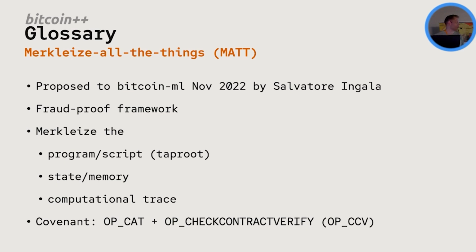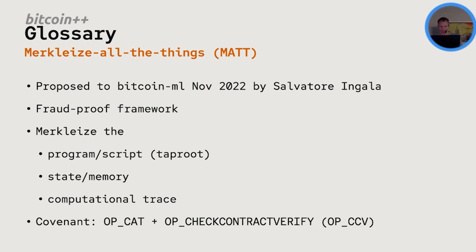Finally, we Merkleize the computational trace. So in case somebody's cheating, we ask them to prove or to show us the computation it did. So we go through the computation, Merkleize all the states in the computation, and we Merkleize that again, and put the computational trace root on-chain.